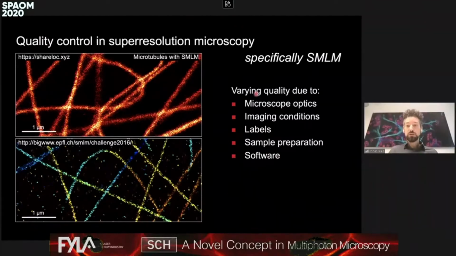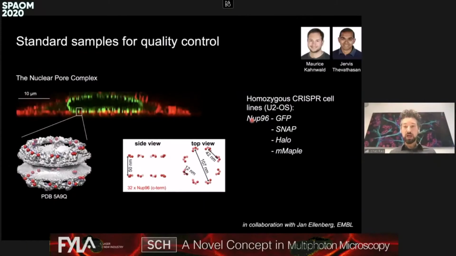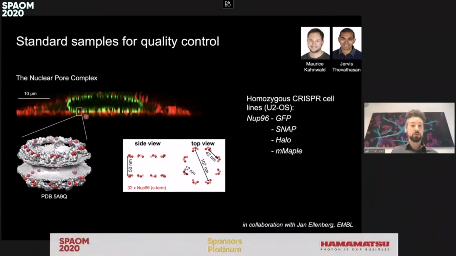And to test all these points and to optimize them, what we really need is a sample that is the same everywhere and every time we look at it. And this is a standard sample. So we now teamed up with a group of Jan Ellenberg at the EMBL and generated such a standard sample. And our idea was to use for this the nuclear pore complex. This is the channel between the cytoplasm and nucleoplasm. And what is nice is that here nature positions proteins at well-defined 3D positions in a precisely defined stoichiometry.